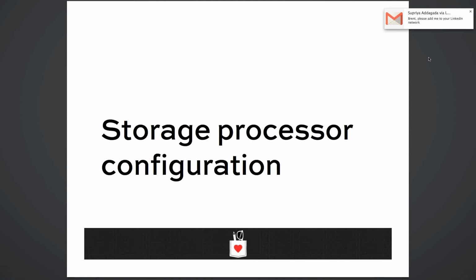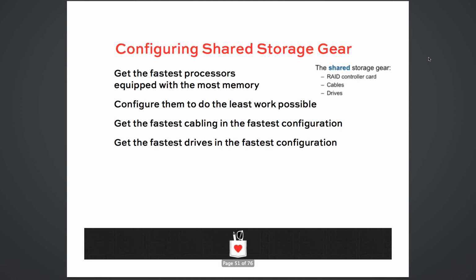The other thing we have to look out for is your SAN admin has to configure the storage processor correctly and may not have done so, and usually has not even done so. Configuring the storage processor or the RAID controller, depending on how we want to name it, has three real parts to this. I want to get the fastest processors with the most cache possible. I want to configure them to do as little work as possible, and then buy the fastest cable and drives that I can possibly get.